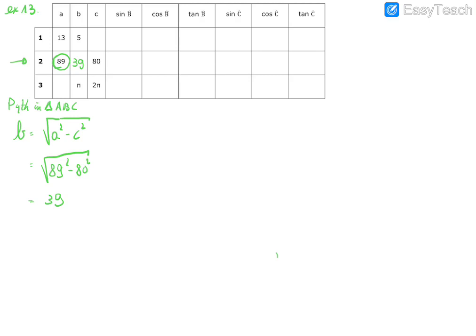And if this is 39, well, then it's easy because the sine is B divided by A. So 39 divided by 89, that would be the same thing for the cosine of C, of course, 39 divided by 89. Then we have cosine B, which is adjacent divided by hypotenuse. And here it is, the same. And then we have the tangent, which is the opposite divided by the adjacent, and the tangent of C is the other way around.